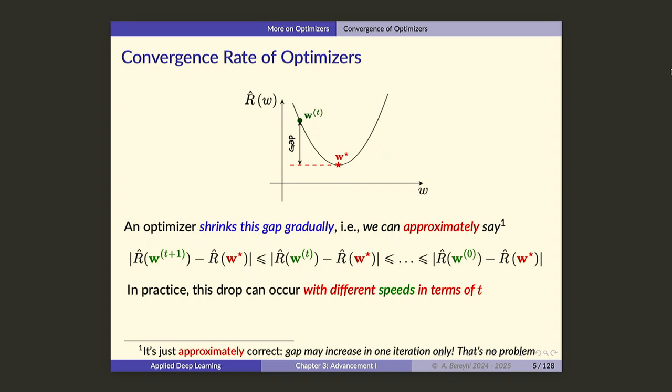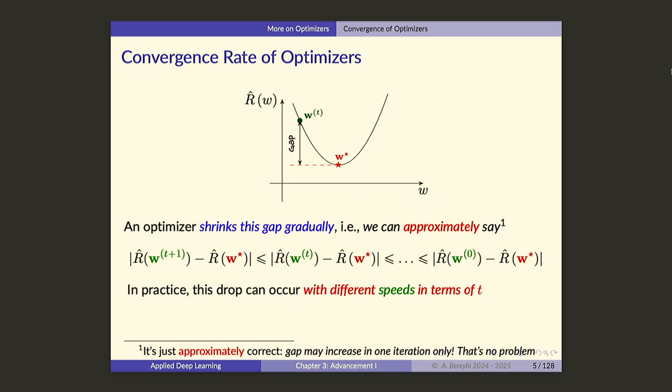So the speed of convergence is the amount of time you need to get from a randomly started point W0 to a point very close to this W star. This is the amount of time that you spend, and that is inversely proportional to your convergence speed. Everybody's clear? Okay.